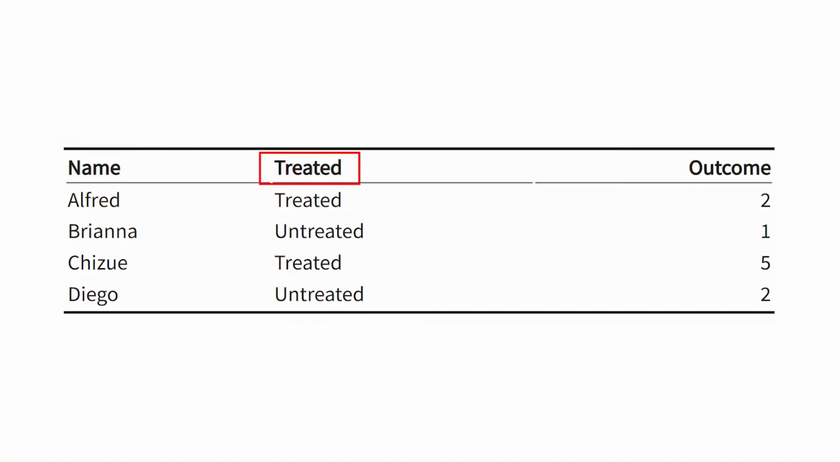Now, if I do that, what do I get? I can end up looking at the treated outcomes for Alfred and Chizu, the people who actually got treated. The average outcome for them is the average of 2 and 5, which is 3.5. If I look at the untreated outcomes, the average of 1 and 2 is 1.5, just like we had before. Now, if we look at the comparison between these things, we do 3.5 minus 1.5 to get an effect of 2.